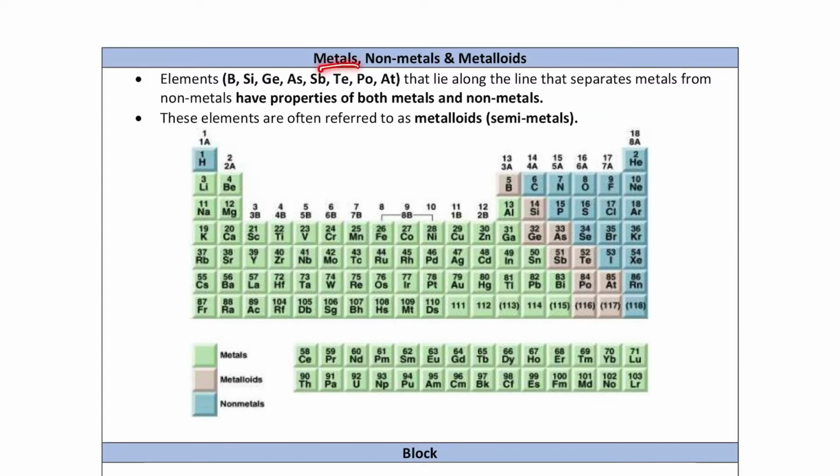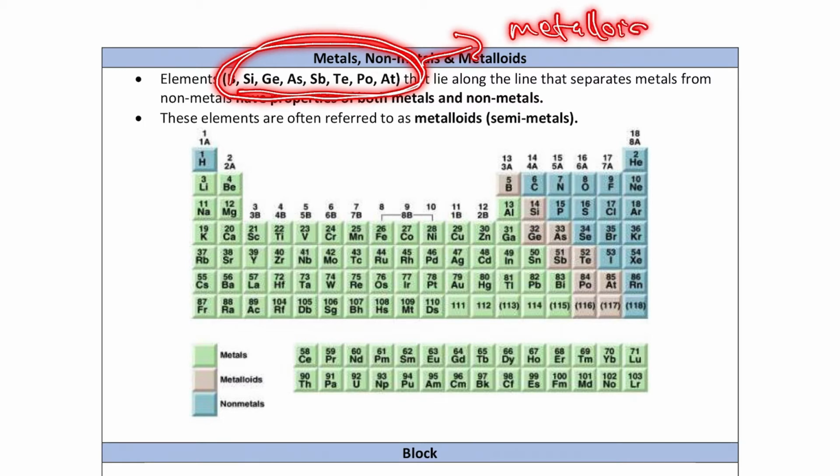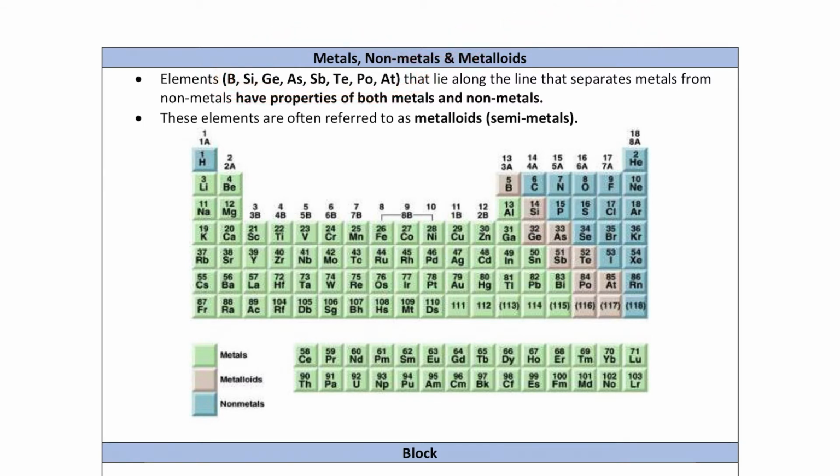Next, we want to look at metal, nonmetal and metalloid in periodic table. Elements such as boron, silicon, germanium semua ni that lie along the line that separate metal and nonmetal have properties of both metal and nonmetal. These elements are referred to as metalloid. Okay, for your information, element listed here is called metalloid. Okay, so metalloid means element that have both metal and non-metal properties.